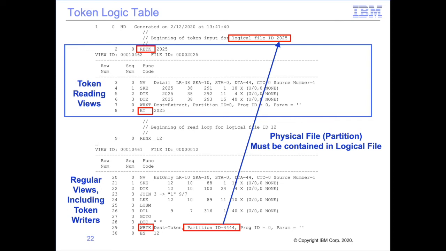In this example, view 10462 is reading the token written by view 10461. View 10462 is contained within the RETK ET set at the top of the logic table. View 10461 has a WRTK function to write the token. After execution of the WRTK function, all views in the RETK ET set are executed.